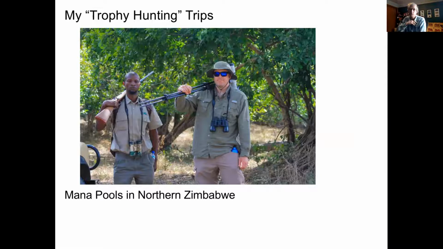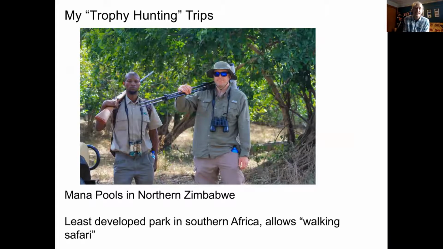We go to Mana Pools for one major reason, and that is Mana Pools is the least developed park in southern Africa. You are not allowed to build any permanent structures inside the boundaries of Mana Pools. So no buildings that can't be taken down. As a result, you're continuously living in camps and tents.